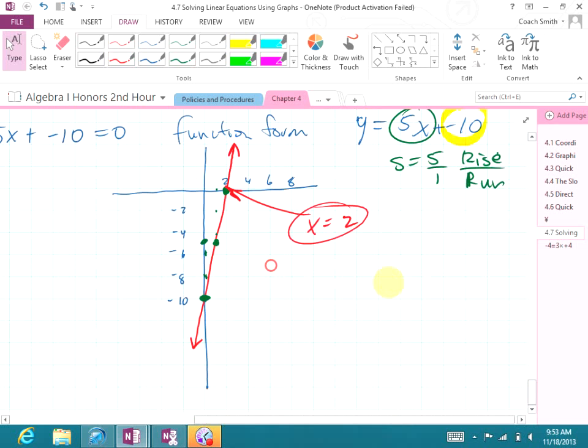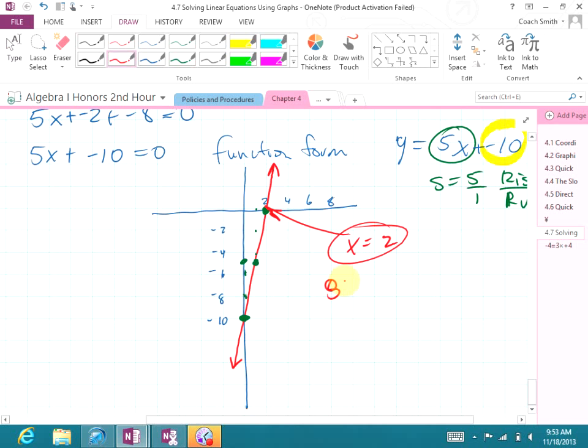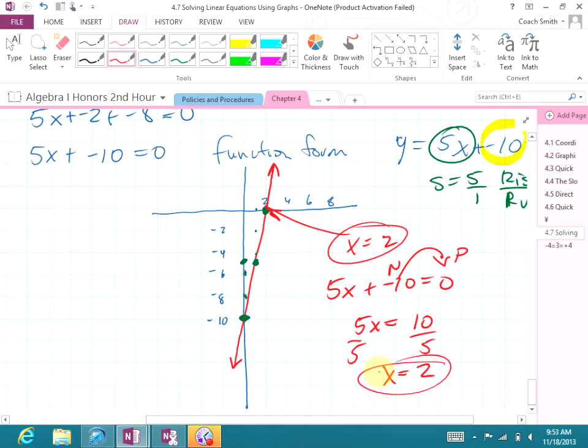Now I got to prove it algebraically. 5x plus negative 10 equals 0. Take the 10 over here, it becomes a positive. That gives me 5x is equal to 10. Divide by 5, divide by 5, x equal 2. All right, so we proved it graphically and algebraically.